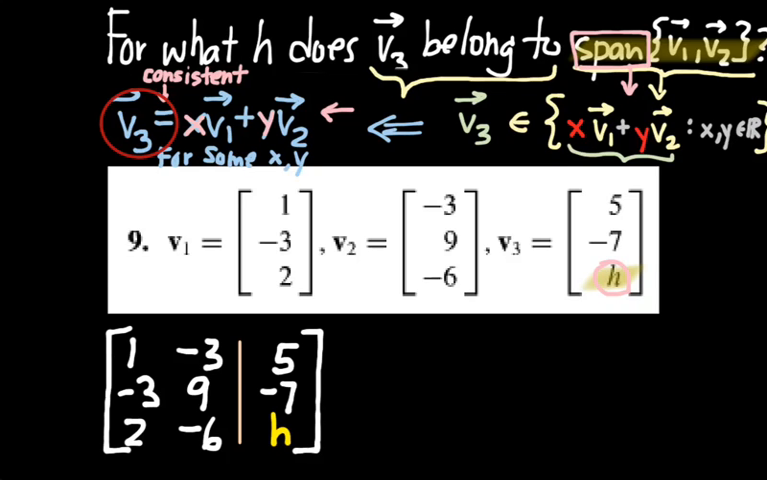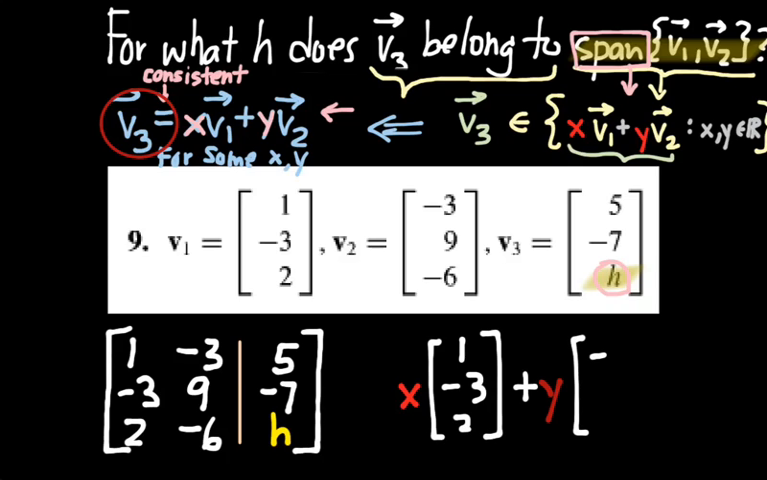It's representing the vector equation x times v1, and v1 was 1, -3, 2, plus y times v2. v2 is -3, 9, -6, is equal to, so where my equal sign is in this equation is right there, and my right-hand side is v3, 5, -7, h.